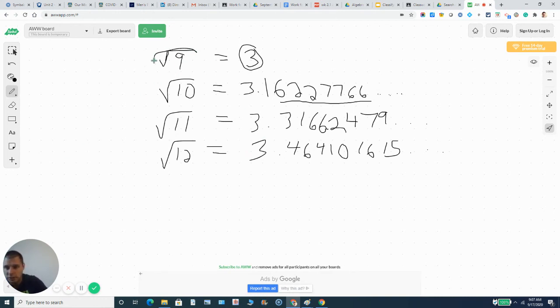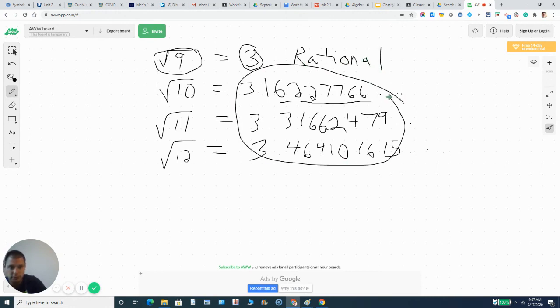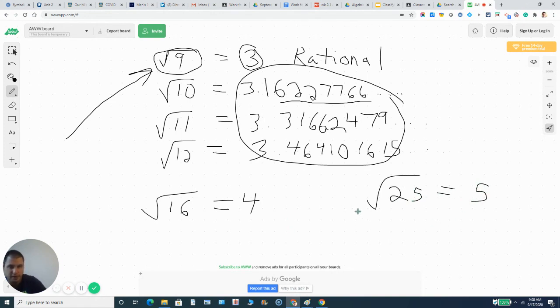Unless your number underneath the square root is a perfect square, any perfect square, when we take the square root of it, it's rational. But if it's not a perfect square, it's irrational. So square roots get a little tricky. The square root of 16 is 4, that's rational. The square root of 25 is 5, that's rational. But if I take the square root of any number in between these, like the square root of 17, square root of 18, etc., those are all irrational.